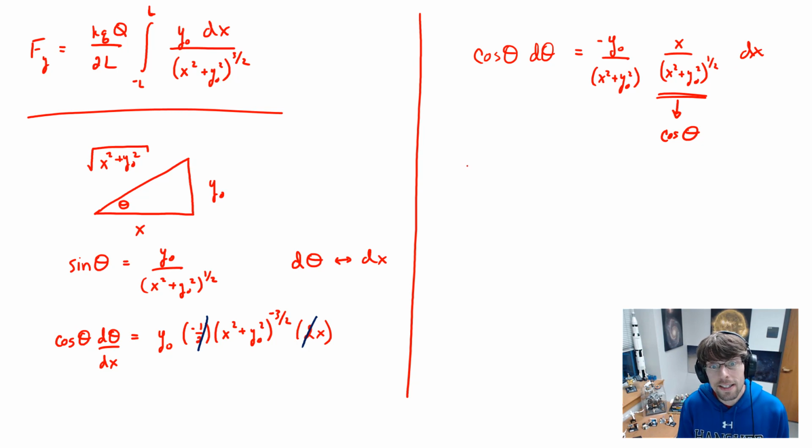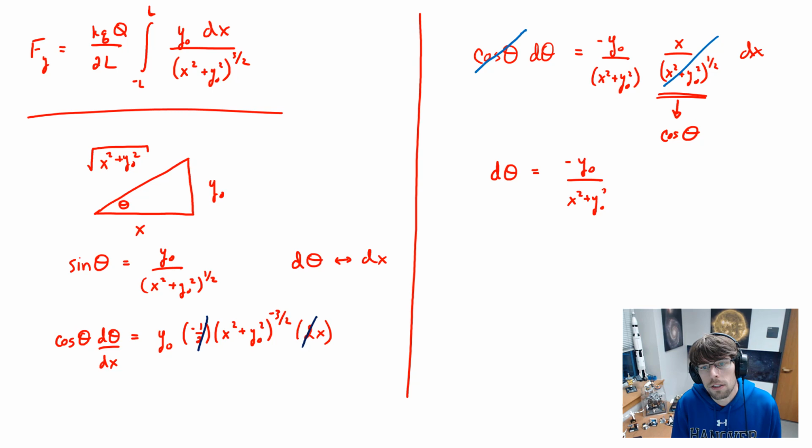This means that I can cancel the cosines, right? I can cancel this cosine with that cosine. Granted, they look a little different, but they're the same thing. And I get that d theta is equal to negative y naught over x squared plus y naught squared dx. Pretty cool, right?